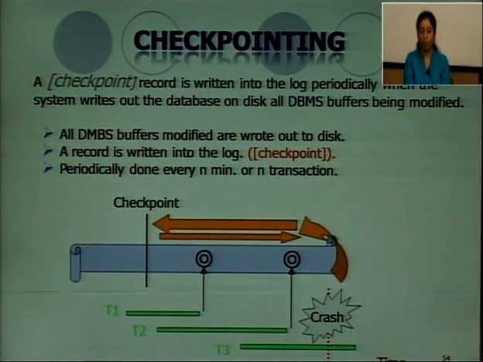Next, checkpointing. A checkpoint record is written into the log periodically when the system writes out to disk all the DBMS buffers that have been modified. The record is written into the log. This is known as a checkpoint and is done periodically, every n minutes or after n transactions. This is an example of how a crash can be avoided with the help of checkpoints.